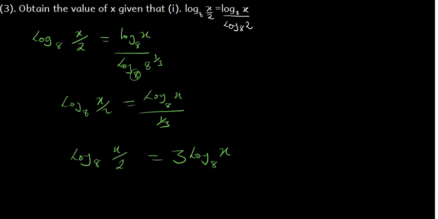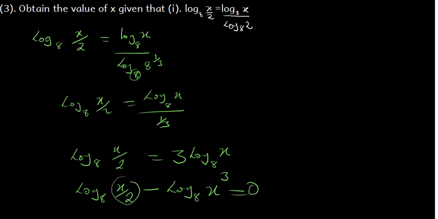Now at this point, I can take this value to the other side. So it will be log in base 8 of x over 2, minus, I'll put this 3 as a power on x. So I'll say minus log in base 8 of x to the power 3. This should be equal to 0. Okay. When you have got logs of the same base subtracting, we just divide. So this is log in base 8.